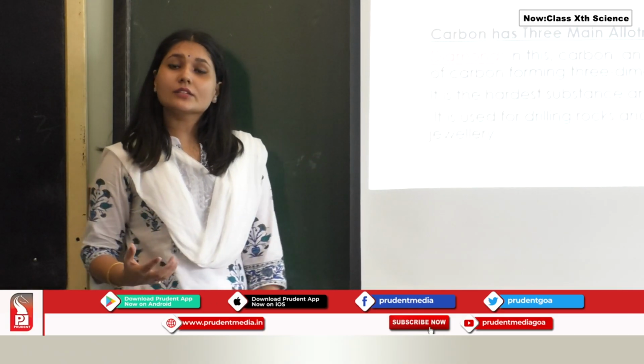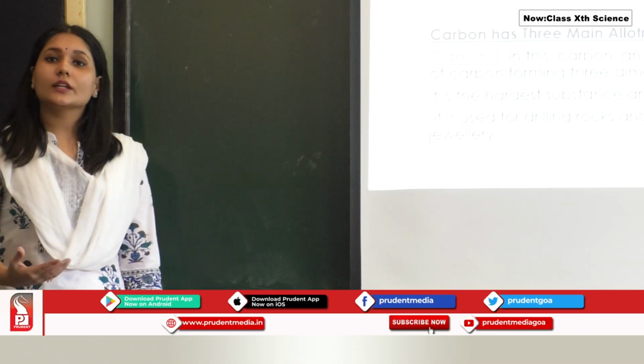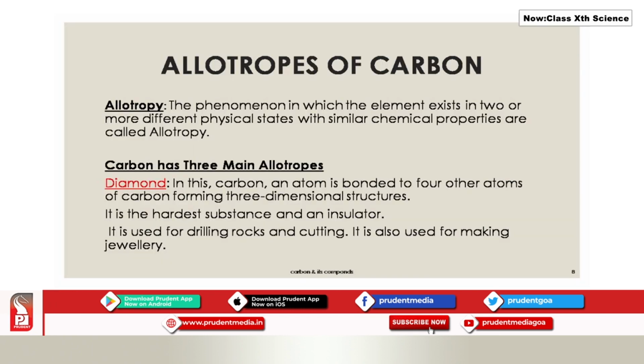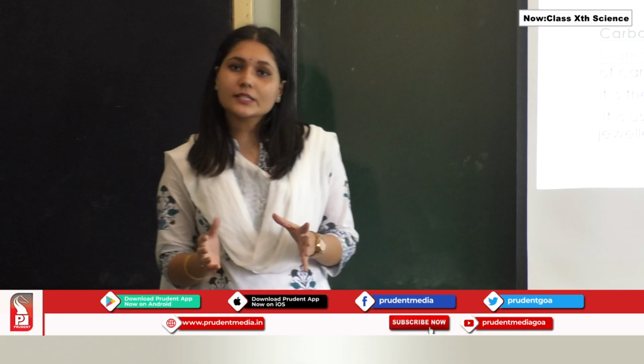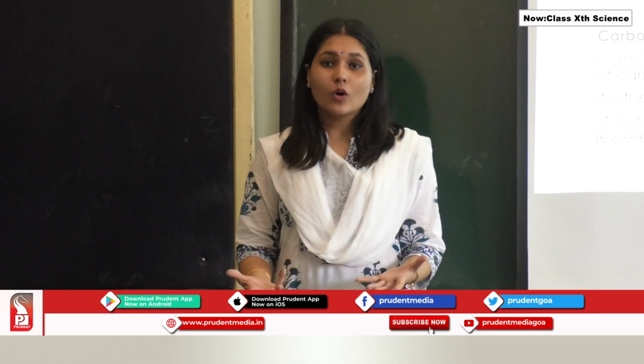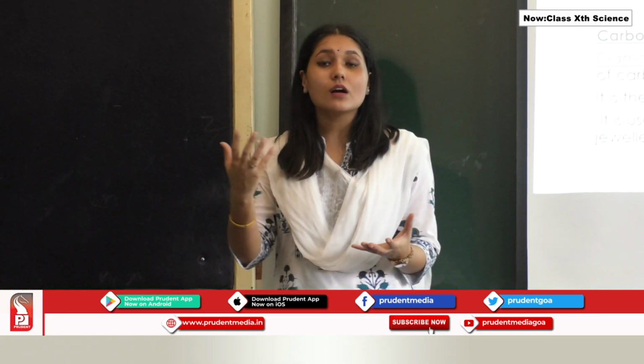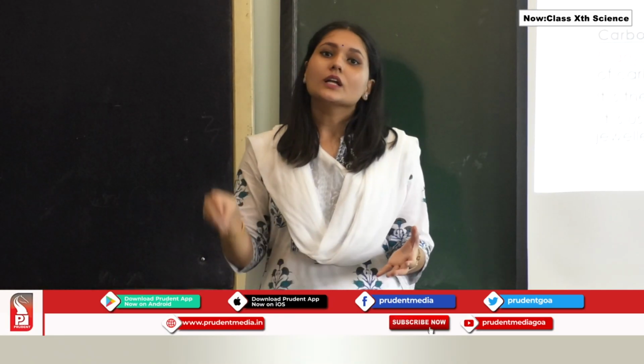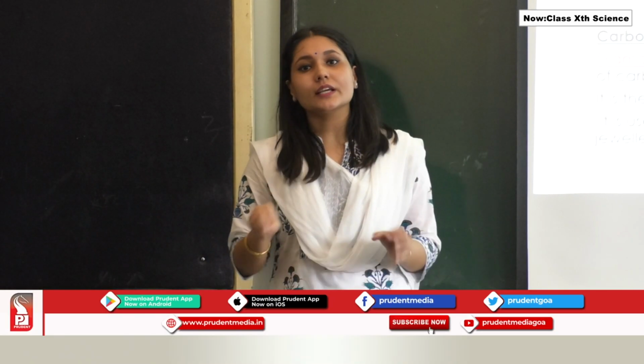Now, the next very interesting topic that we are going to learn is called allotropes of carbon. What exactly is the meaning of allotropes? Basically, it is the phenomenon in which an element exists in two or more different physical states with similar chemical properties. So, appearance wise the substance that you see may differ, but the chemical composition of it is the same.